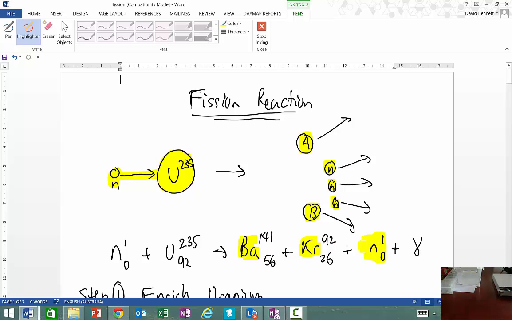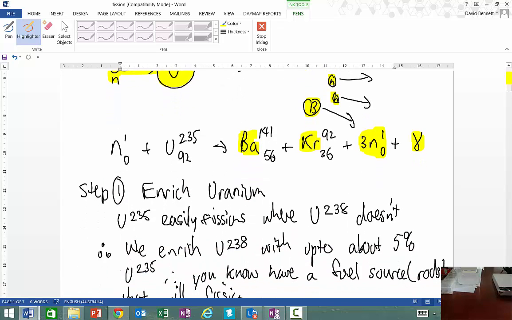And the most important part, I suppose, of this is that because you're breaking up the nucleus, you're getting the binding energy, and that is emitted in terms of gamma radiation when you're doing that.